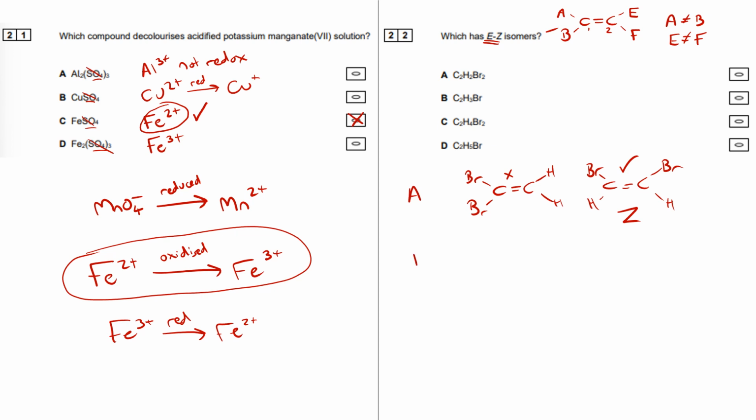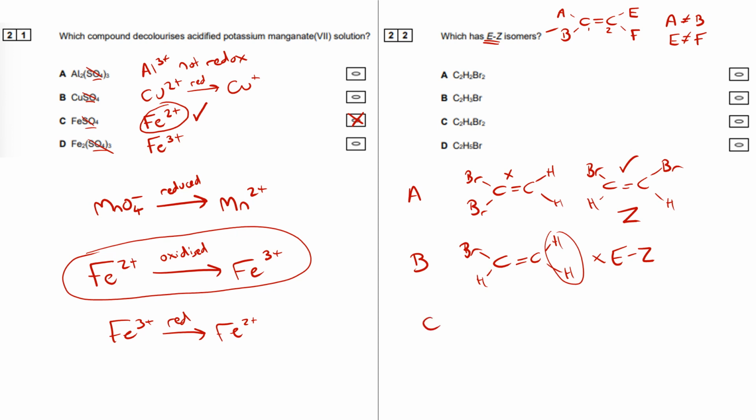Let's just go through the others. B, you only have one bromine. So therefore one of the carbons will always have two hydrogens on it. It will not exist as EZ isomers because two of the groups are the same on one of the carbons.